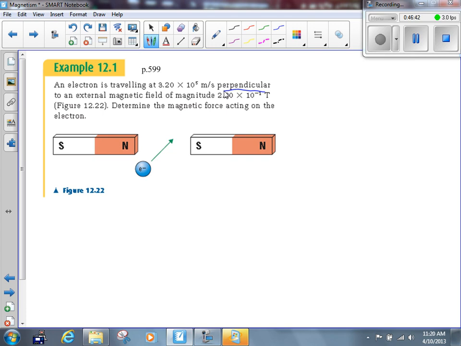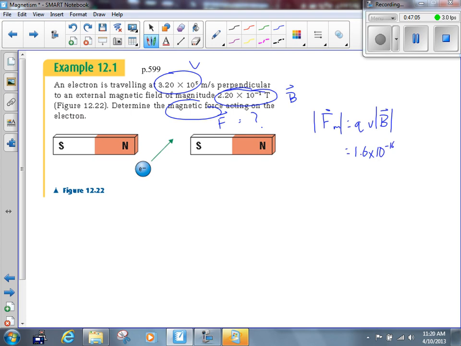We want to find the value of the magnetic force. This is going to be speed. This is going to be the magnetic field. And we want to find the magnetic force. Let's get the magnitude of the force, and let's get the direction of the force. The magnitude is going to be found by the equation QVB. The charge is the charge of an electron, 1.6 times 10 to the minus 19 coulombs. Speed is 3.2 times 10 to the 5. And the magnetic field is 2.2 times 10 to the minus 1 Tesla.